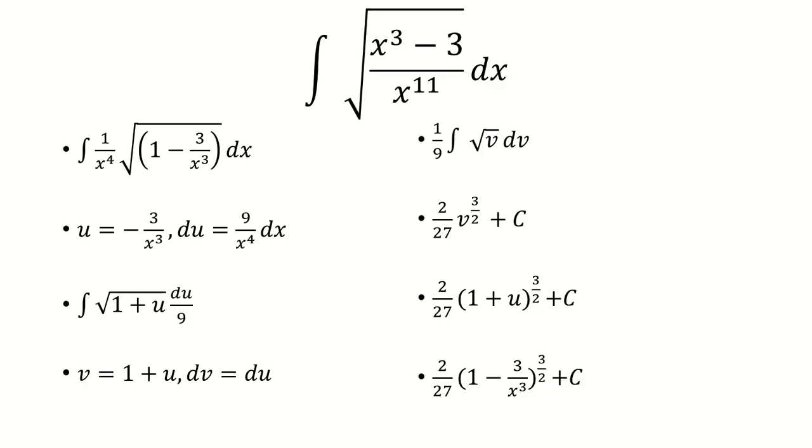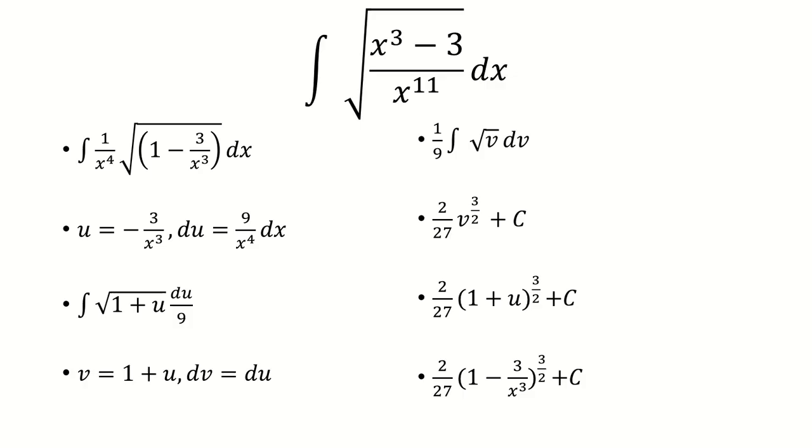From here, I'm going to make another substitution. I'm going to let v equal 1 plus u, so dv equals du. The 1/9 comes outside the integral, and then I have the integral of the square root of v dv. Integrating that, we get 2 over 27 times v to the 3/2 power plus c.